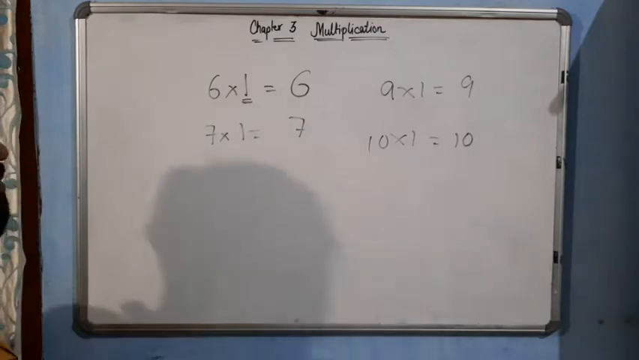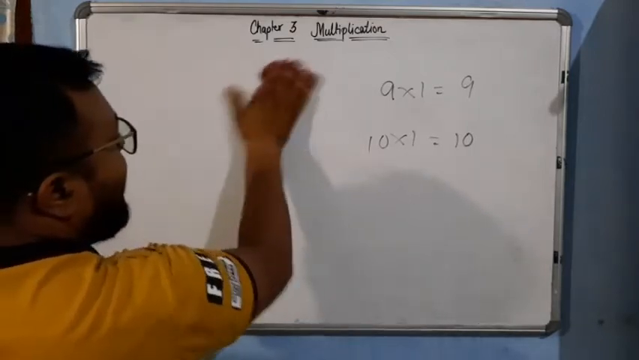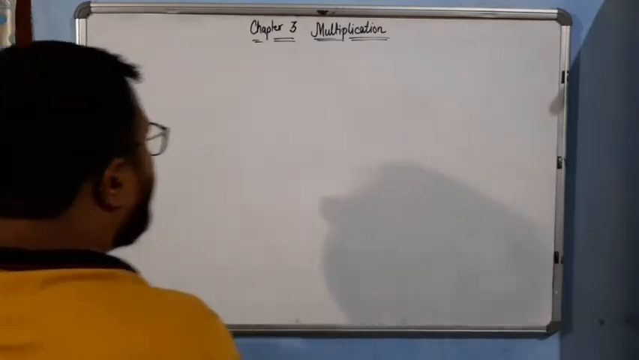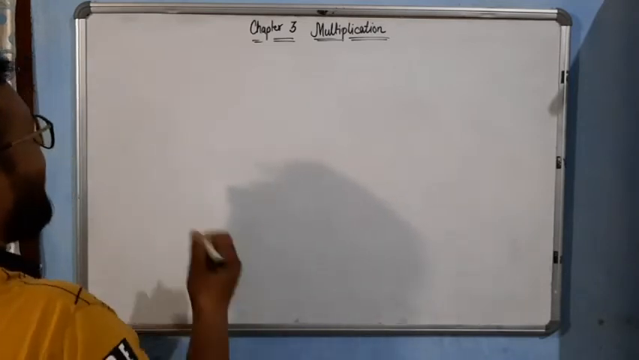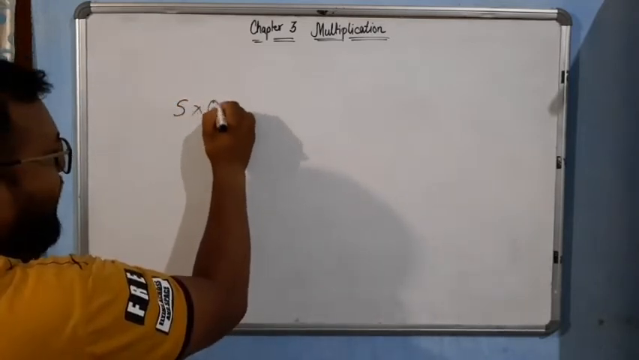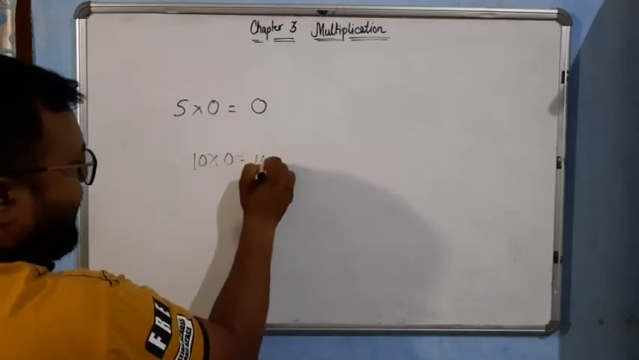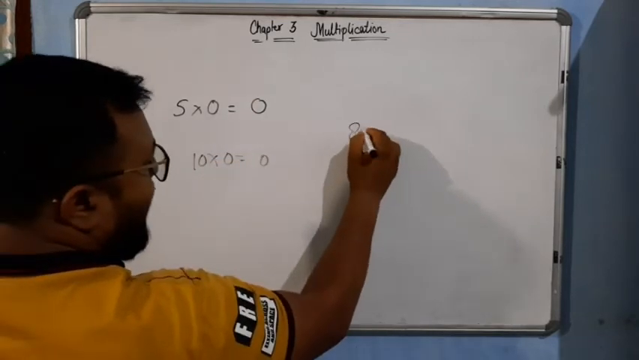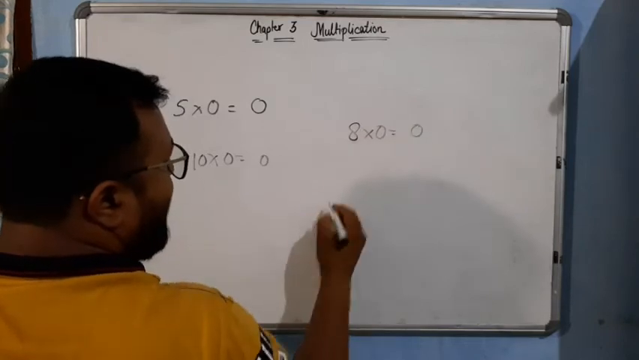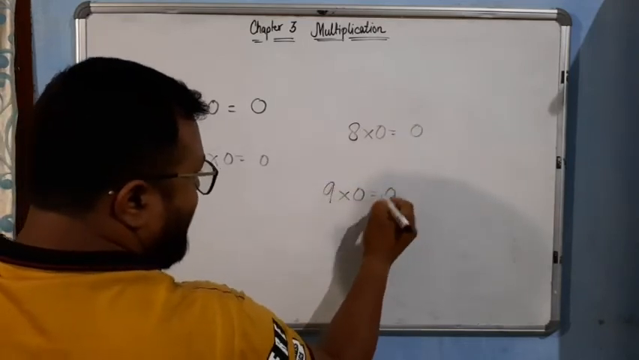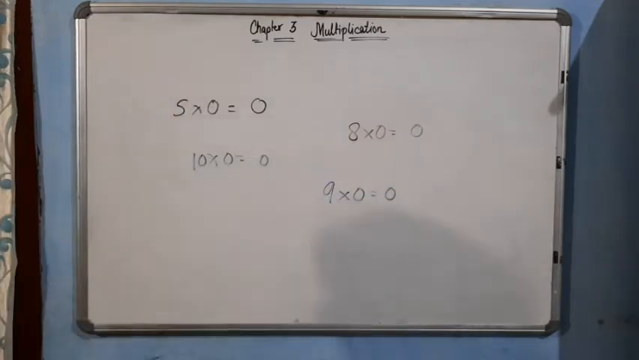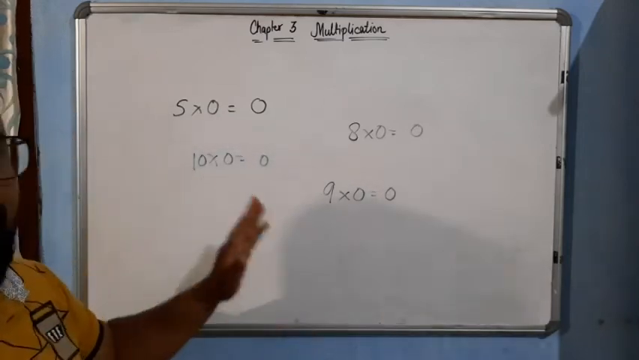Anyway, now come to the last fact. What is it? Whenever you multiply any number, suppose 5, with 0, you will get the result 0. 10 into 0 equal to 0, 8 into 0 equal to 0, 9 into 0 equal to 0. So whenever you multiply any number with 0, the result will be 0.